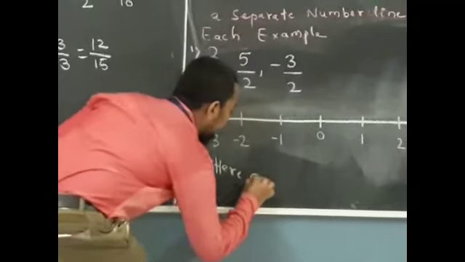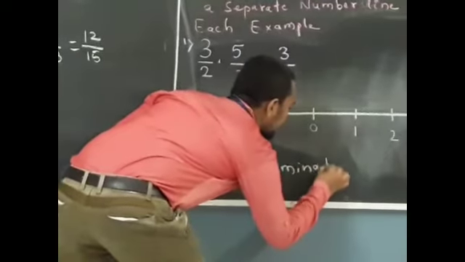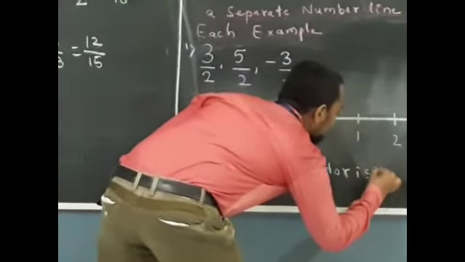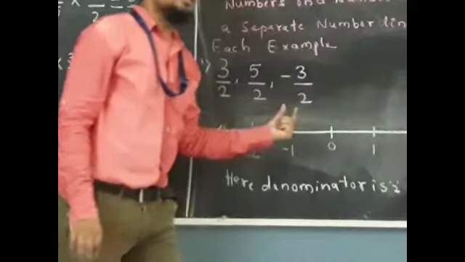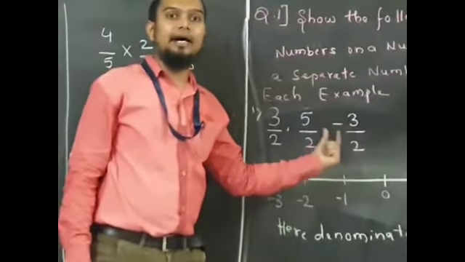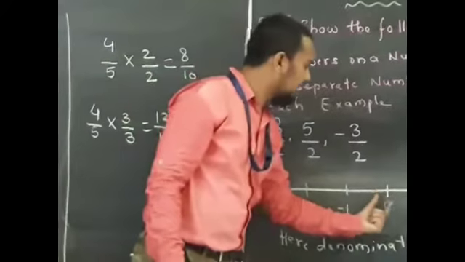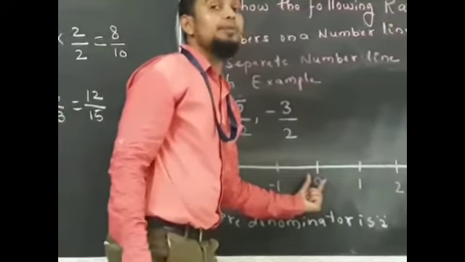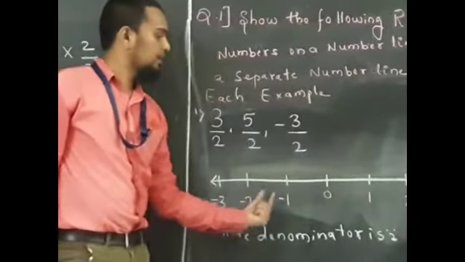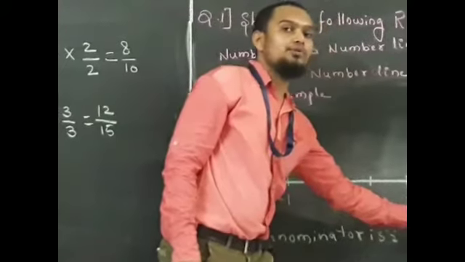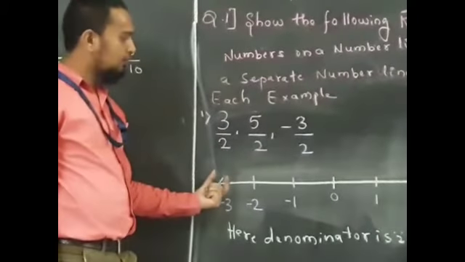Here the denominator is 2, and so each unit divides into two equal parts. Here 0 is the midpoint. A value less than 0 is a negative value and a value greater than 0 is a positive value. The right hand side is positive and the left hand side is negative.